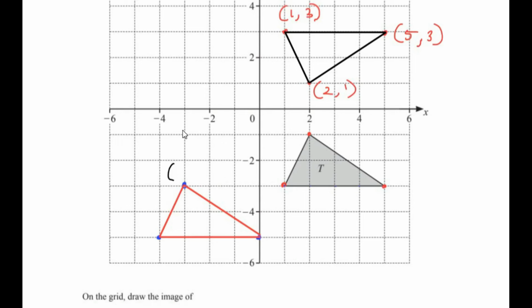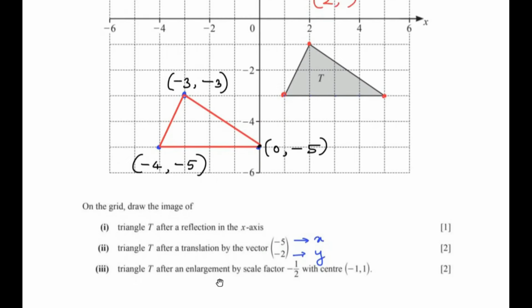For this one, the x coordinate is going to be -3 and the y coordinate is going to be -3 again. For this point, the x coordinate is 0 and the y coordinate is -5. And for this point, the x coordinate is -4 and the y coordinate is -5. Now moving on to the last sub-question.